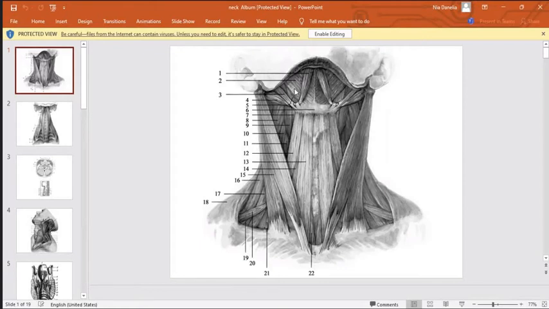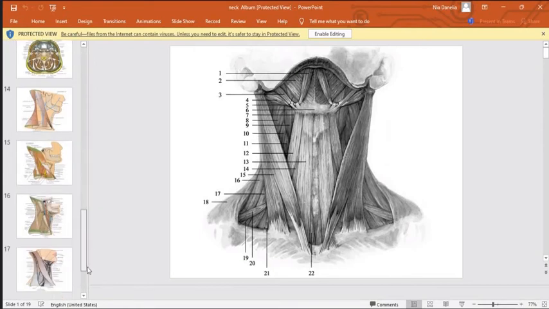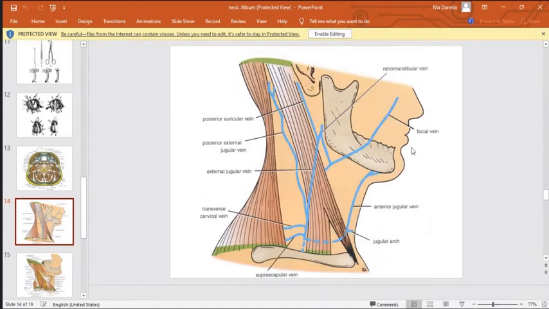Layers. In this triangle, we have same layers as we have in suprahyoid region. So skin, subcutaneous tissue, superficial fascia, which covers the platysma muscle, superficial layer of the proper fascia. Also, second fascia is present here. Between these fascias is located a superficial vein of the neck, which is anterior jugular vein. This anterior jugular vein takes origin from submental triangle, and in submental triangle it lies between these fascias.